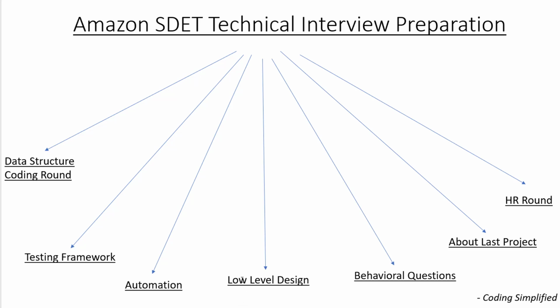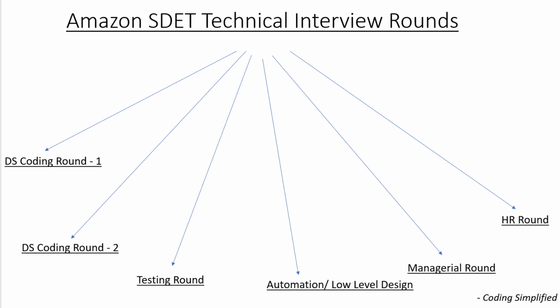Low level design, not much focus, but solve some of the questions on low level design as well. And again, if you haven't seen the low level design video, I would advise you to see it. We have covered how we should solve low level design. Again, I'll put it in the description. Behavioral questions, yes, we have to focus on that one. About the last project, we should focus on this one. And HR, not much, right? So this is what happens in the Amazon SDET role technical interview rounds.